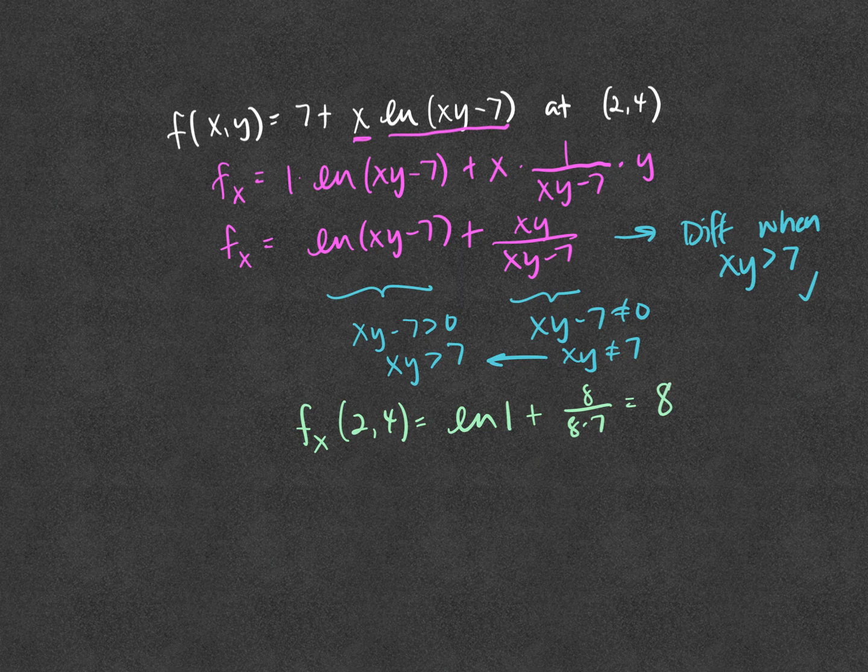Nice, pretty number. Love it. Now let's talk about our partial derivative with respect to y. The derivative of 7 is 0 because it's a constant. When you look at this, this is not product rule anymore. The x out front is a constant, so we're going to keep the x out front.